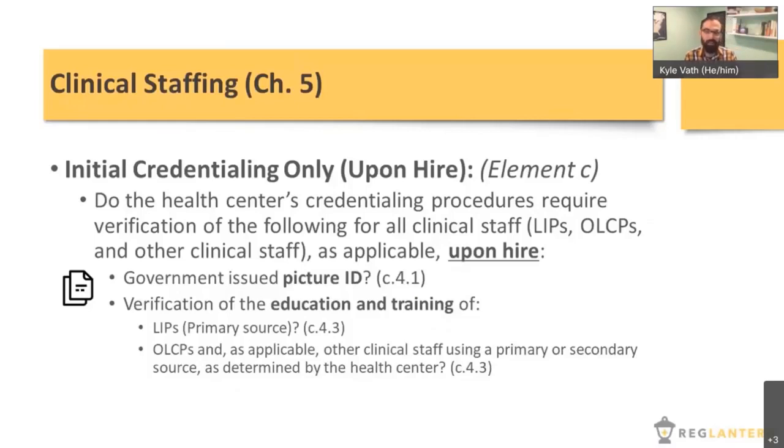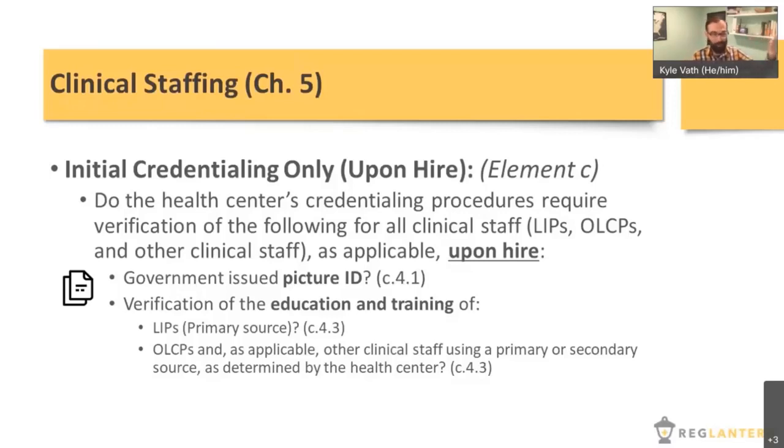All right, now let's look at the specific requirements for initial credentialing only. So this is what needs to be done whenever you hire an LIP, an OLCP, or other clinical staff member. So upon hire, you need some government-issued picture ID verified, and you need verification of their education and training. So again, this is for LIPs, OLCPs, and other clinical staff upon hire. For education and training, though, you have the option to provide that either by primary source, or for OLCPs, it can be primary or secondary source. But LIPs have to be primary source verification of that education and training.